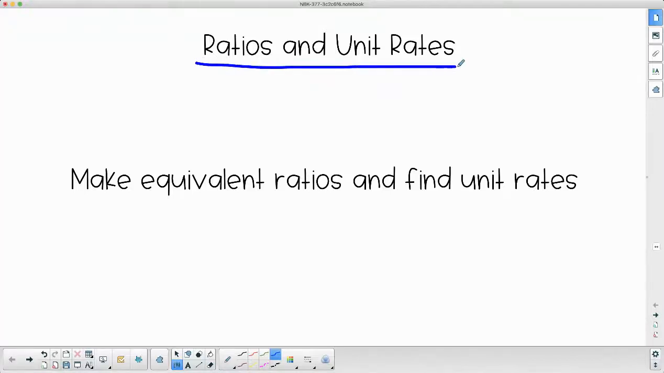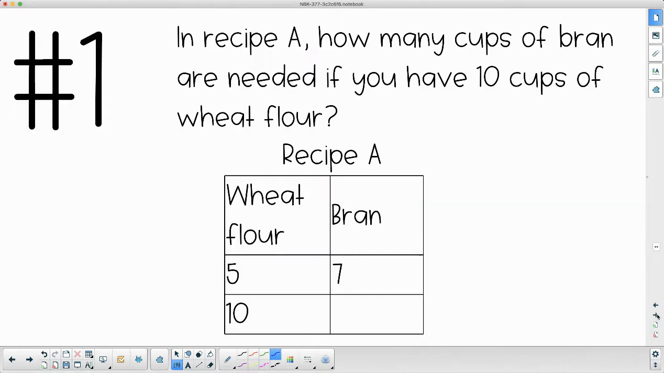Ratios and unit rates and comparing different amounts of things. So we're going to make sure we're using equivalent ratios as we are doing that. Our first problem says that in recipe A, it's asking how many cups of bran are needed if you have 10 cups of wheat flour. So we can see our basic ratio here is 5 wheat to 7 bran.